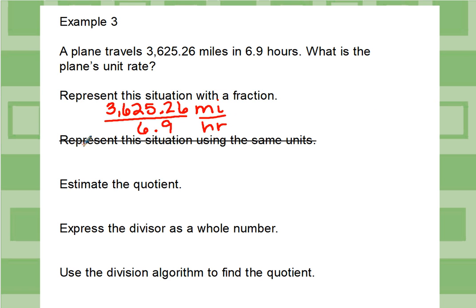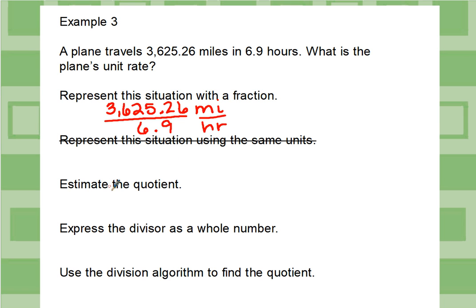Now, we are skipping this next one, so you can just cross it off. This would actually have been 3,625 hundredths, and then we would have to change this one. We're not going to do that. It's not something that we continue to do as you go on, so we're going to go ahead and skip that.